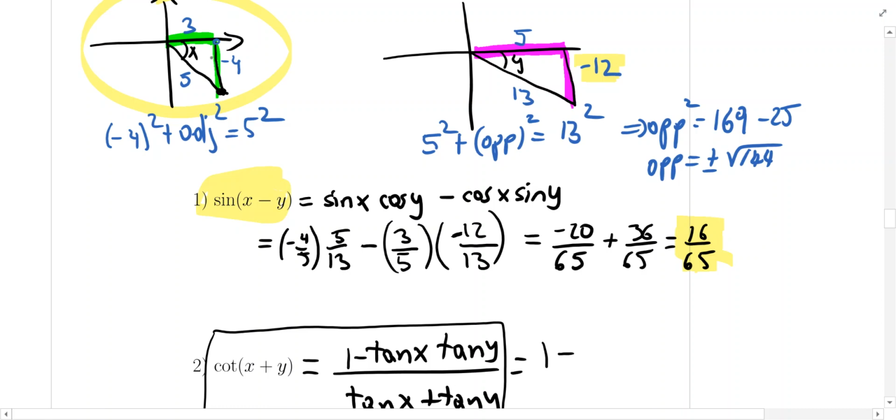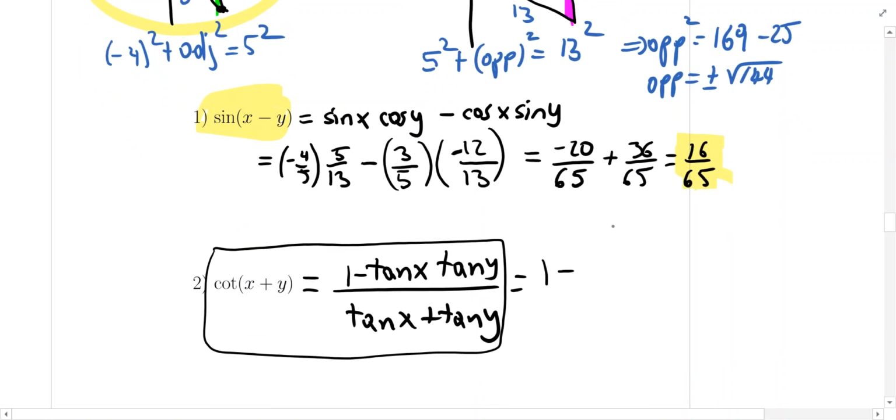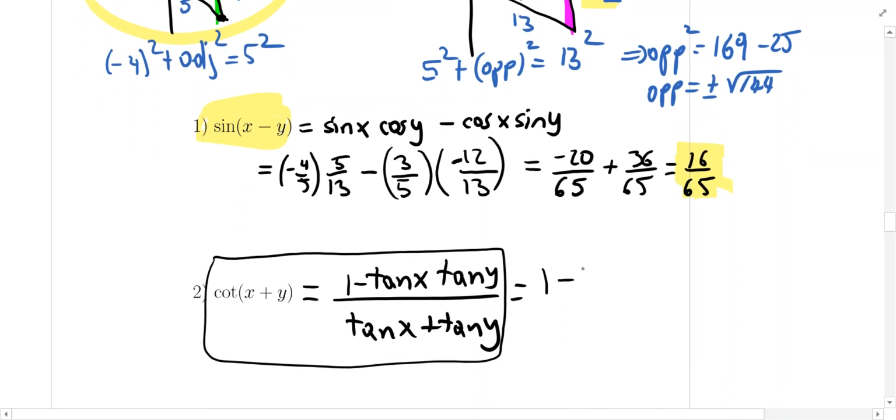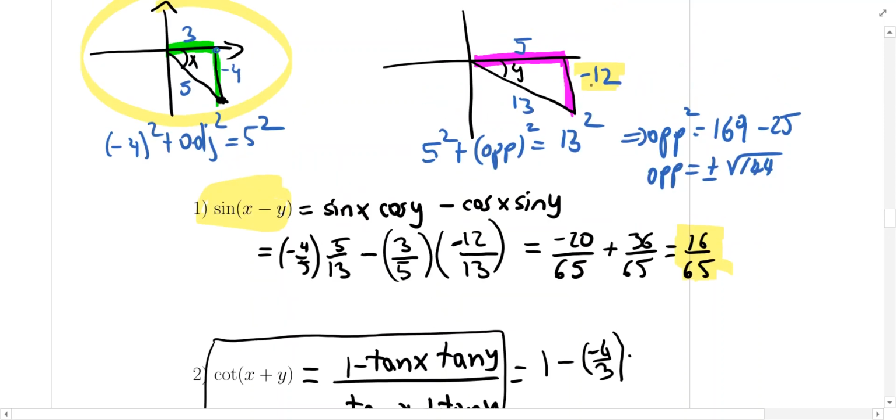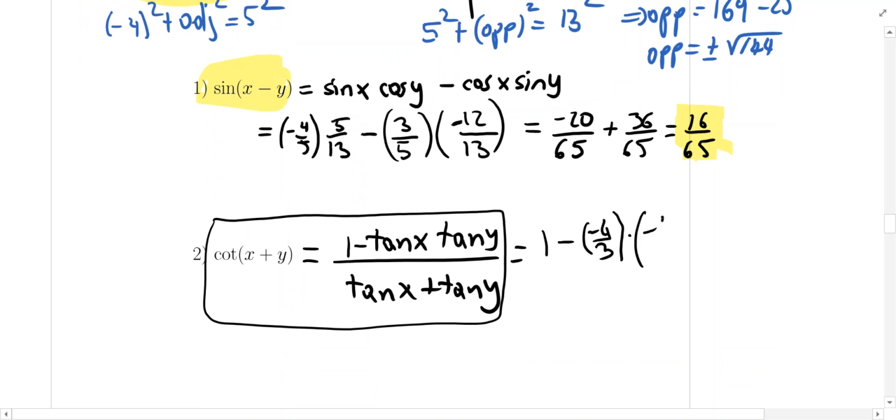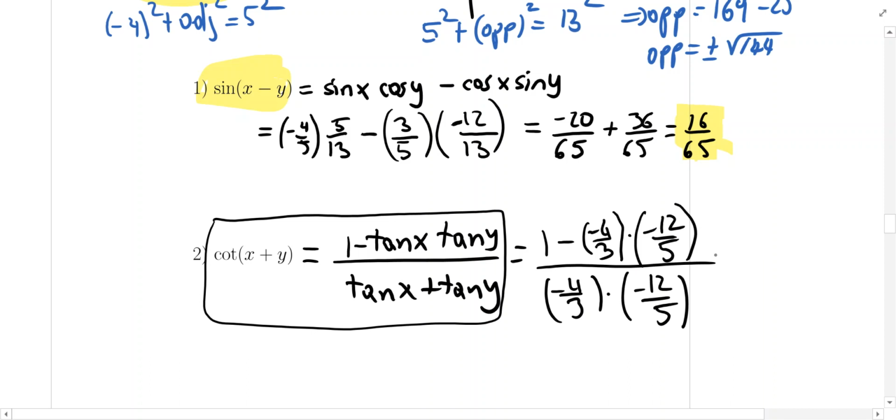So notice that these green ones are the opposite and adjacent. So tangent of x is going to be opposite over adjacent. So opposite was -4 over adjacent, which was 3, times tangent of y. So now I look in the y. Tangent of y is opposite, which is -12, over adjacent, which is 5. So -12 over 5. And then over tangent of x, which is -4/3, times tangent of y, -12 over 5.